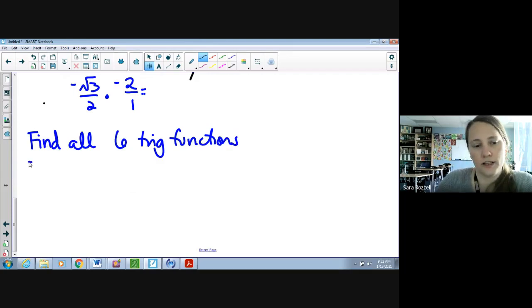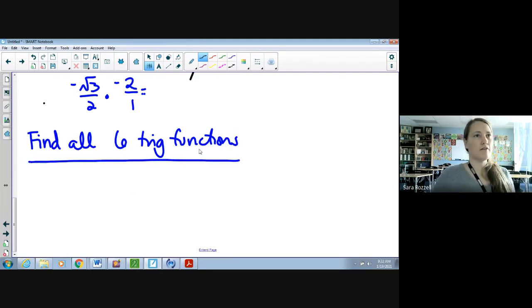These are problems that are at the end of your homework assignment. There are some of them that just want you to find one trig function and some that want you to find all 6. So I'm just going to make sure that we can do the all 6 kind. Because if you can do all 6, then you can do just one. That's fine.